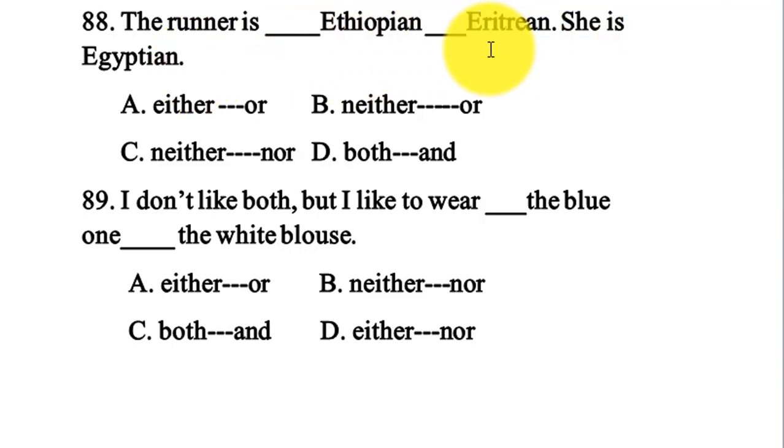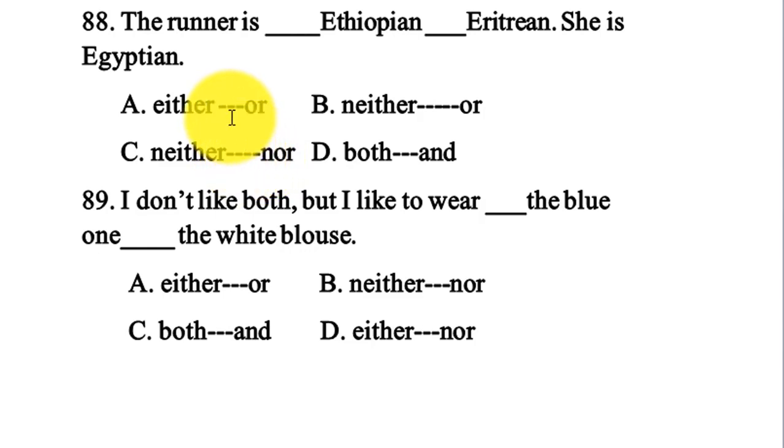Ethiopian, Eritrean. So that's the difference. So Egyptian, Egyptian. So this man, neither nor. The runner is neither Ethiopian nor Eritrean. She is Egyptian. Neither nor, not the one, not the other. None of the two.